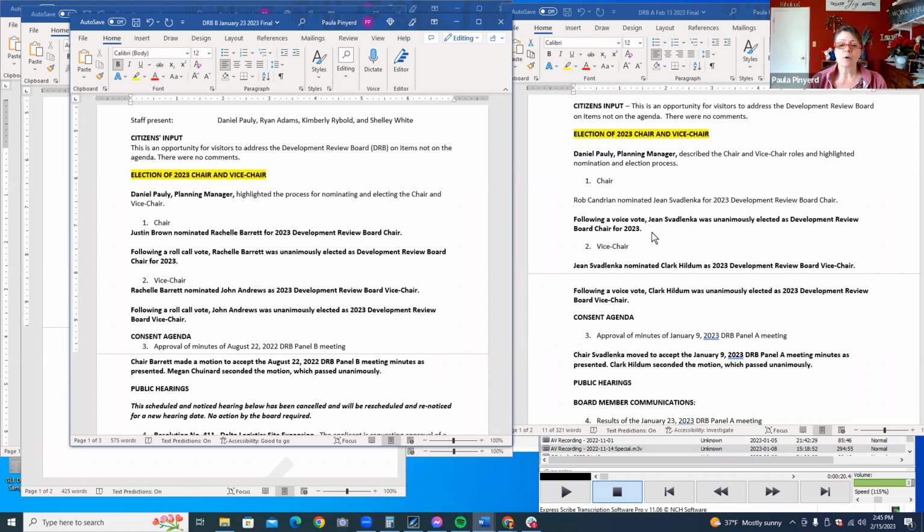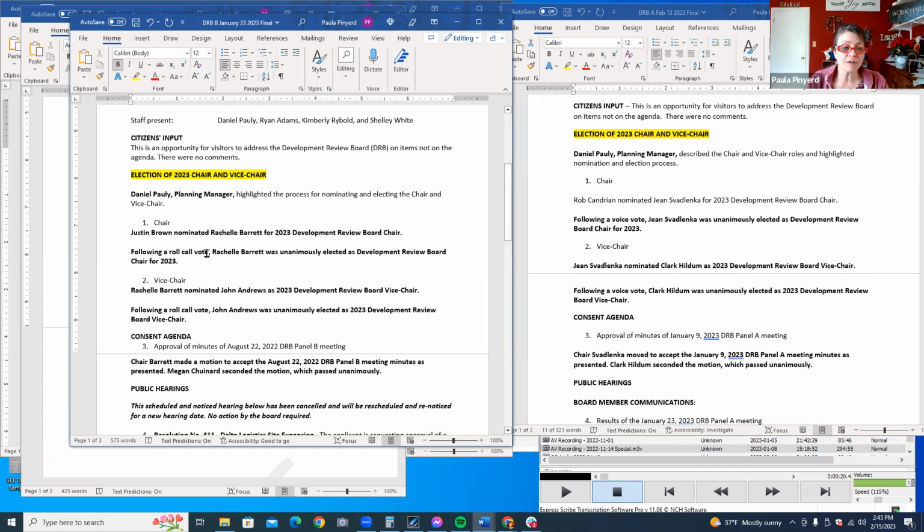Most, not always, but often whoever has been nominated or whoever they're voting on will often abstain. So in either case, you would say following a roll call vote, Rachel Barrett was elected as DRB chair for 2023 by a 4-to-1 vote, with Rachel Barrett abstaining. A lot of times they don't want to vote for themselves, but in this case, they voted for themselves and it was over in a hot minute. But those are the couple of things you'll see.